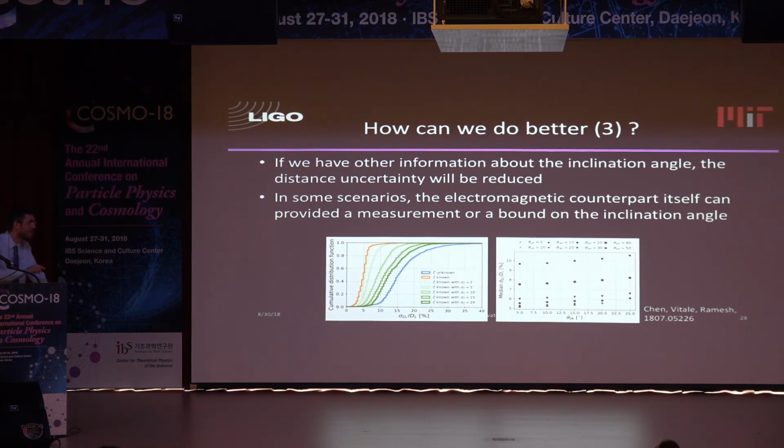The other case we looked at, this is a Gaussian prior. The other case we looked at is just an upper limit on the inclination angle that could come if you see the jet break, okay? If you see the jet break, that gives you an idea of the maximum inclination angle because it's the size of the cone. So in this plot, you see for different values of the true inclination angle and for different values of the half opening angle of the GRB that I'm assuming we can get from the EM counterpart, how much better your distance uncertainty gets.